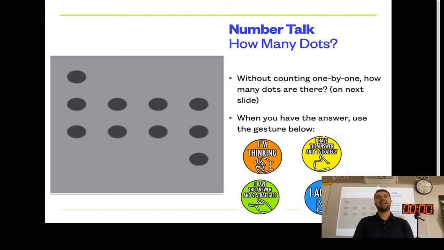Here is our first dot number talk. So without counting these one by one, how many dots are there? Pause the video here and then resume it when you think you have at least one solution. Awesome. So I look forward to hearing what you had as your solution. For me, I got to 10 and I split it right down the middle vertically. I saw one group on this side of 5 and one group on this side of 5. So then I knew there were 2 groups of 5 and 2 times 5 was 10. So I knew there were 10 total dots.